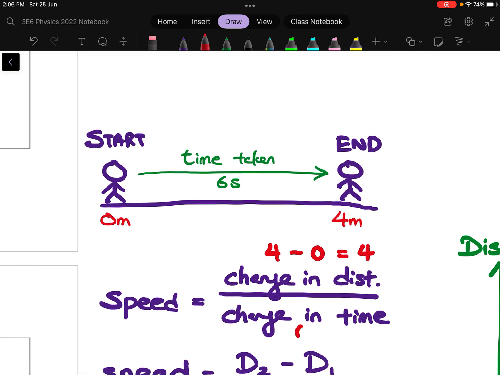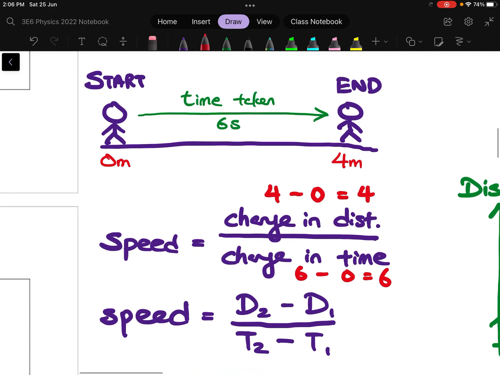Or you took 6 seconds and you minus 0, right? That's how you get 6. So if we turn this understanding into a formula, it will look like that, right? You take the final distance minus the initial distance. That is what you did over here, right?